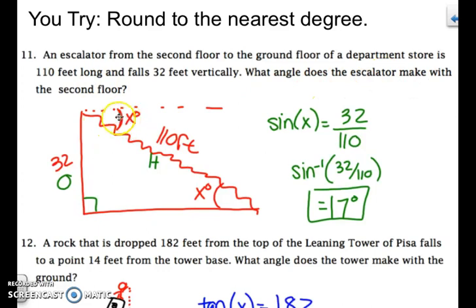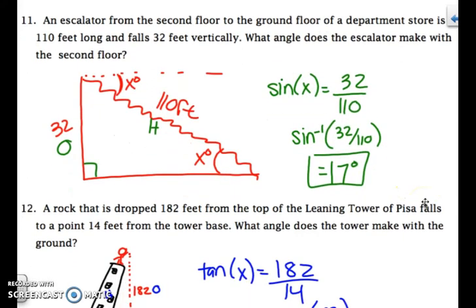So you could be looking for this angle up here, or you could be looking for the ground floor, because the angle of depression and elevation are the same. So I had opposite and hypotenuse, which was sine. Since I was looking for the angle, I did the inverse of sine and got 17 degrees.